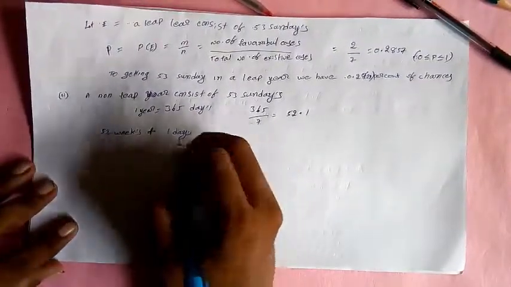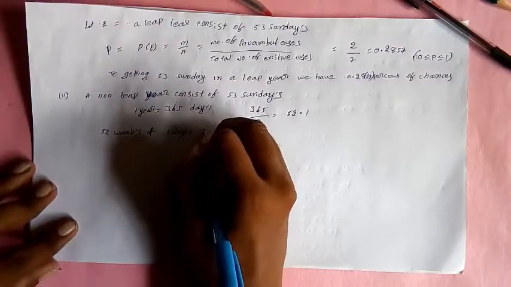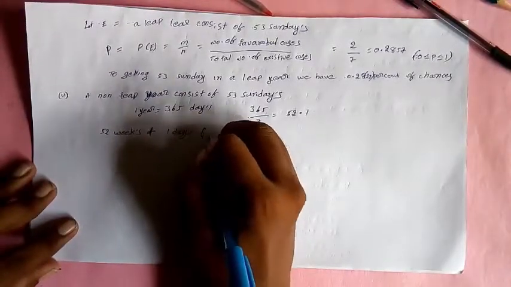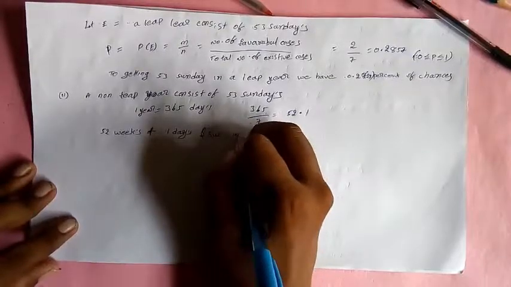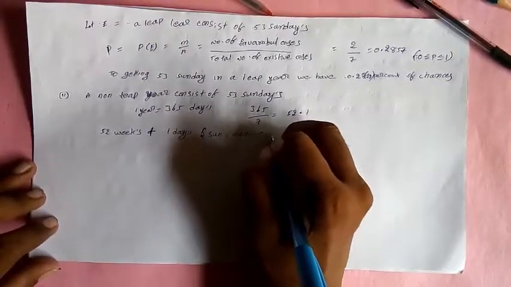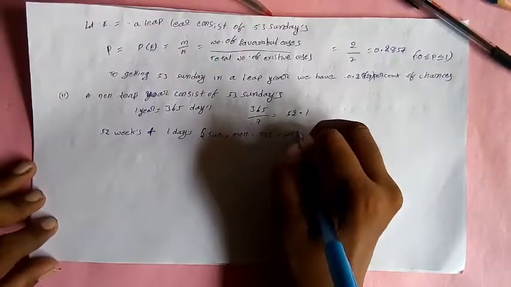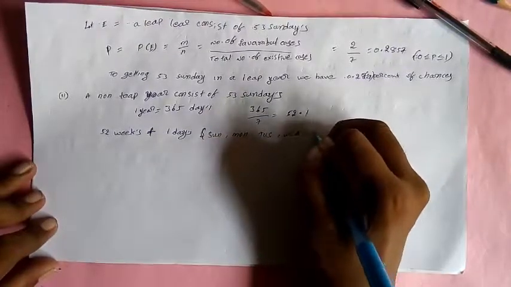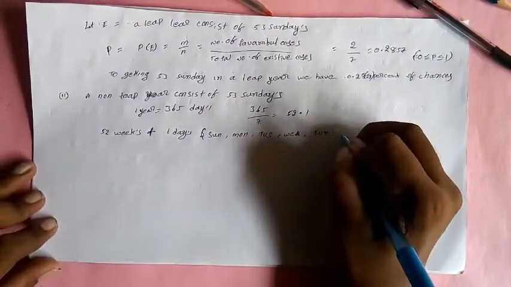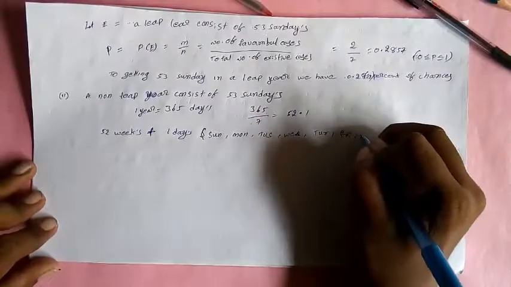In this 1 day, the day is either Sunday, Monday, Tuesday, Wednesday, Thursday, Friday, or Saturday.